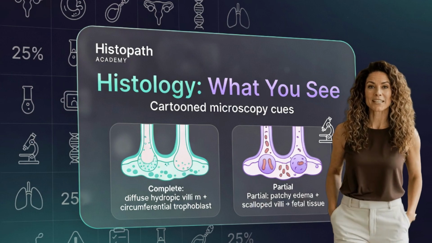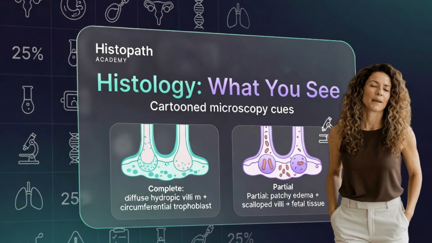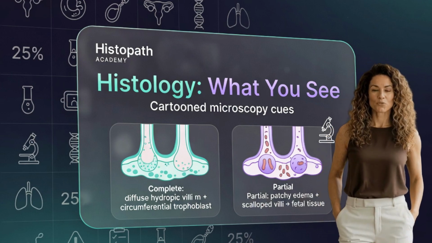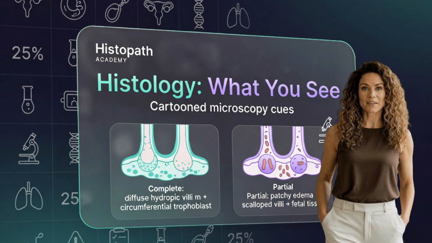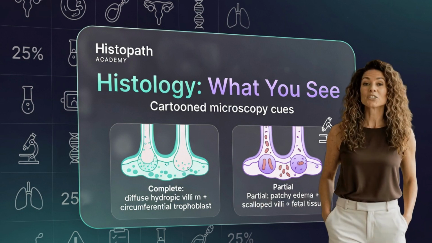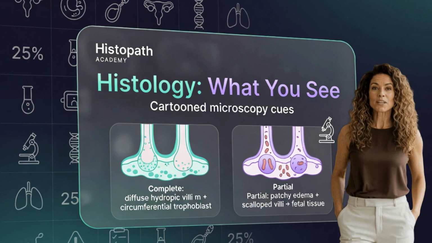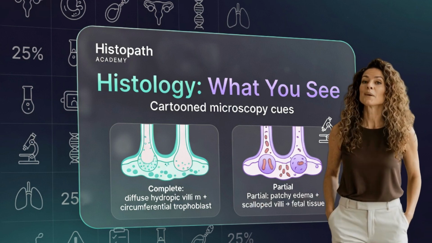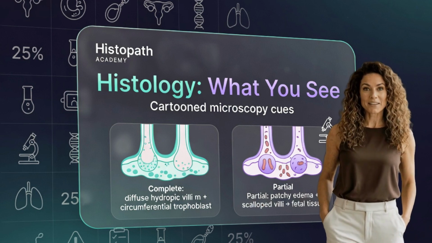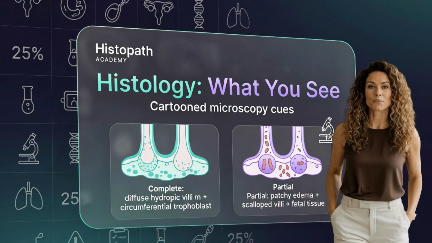Histology, what you see. Microscopy is where the diagnosis becomes real. Complete mole shows diffuse hydropic swelling of villi with more circumferential trophoblastic proliferation, and typically no fetal tissue. Partial mole shows changes that are more patchy. Villi can be scalloped. Trophoblast proliferation is usually mild and focal, and fetal tissue or fetal RBCs may be present. That diffuse versus patchy idea is a great exam anchor.